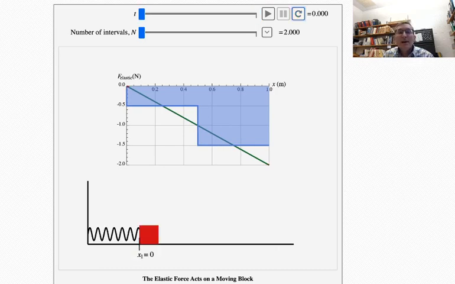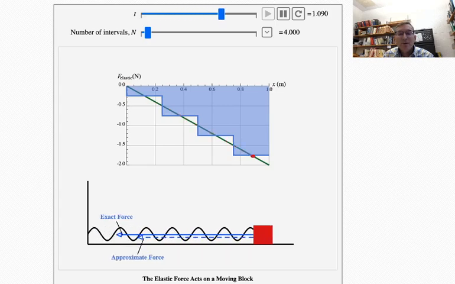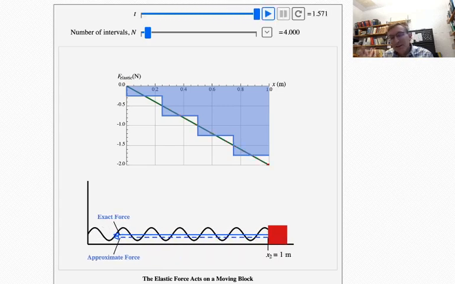So let's break up this interval of 1 meter into, well, let's say 4 rectangles. Now each one is 0.25 meters in width. Now let's see how good the approximate force is relative to the exact one. Well, the dashed one is still choppy, but it's a little better representation of the exact force. But still, the work I get by adding up the areas of the 4 rectangles is not going to be that good of an answer for the work.